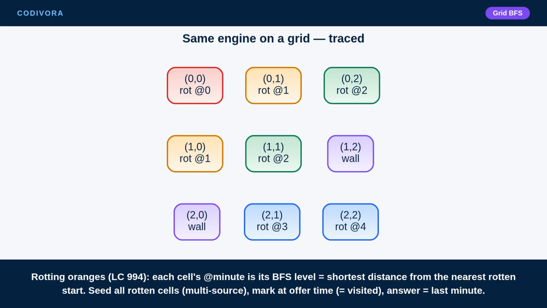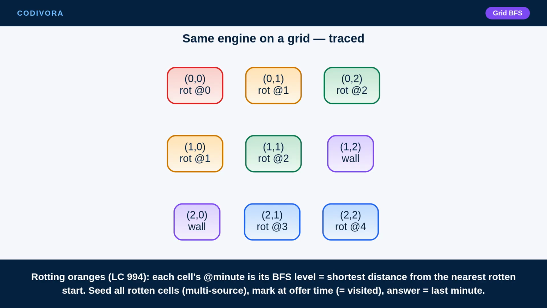Rotting oranges, a 3 by 3 grid, 2 is rotten, 1s are fresh, 0s are walls. Seed the queue with every rotten cell. That's multi-source. Minute 1, the rot at 0 spreads to its neighbors. Minute 2, 3, 4. Each snapshot loop is 1 more minute, and each cell's label is the minute it rots, which is its shortest distance from start.